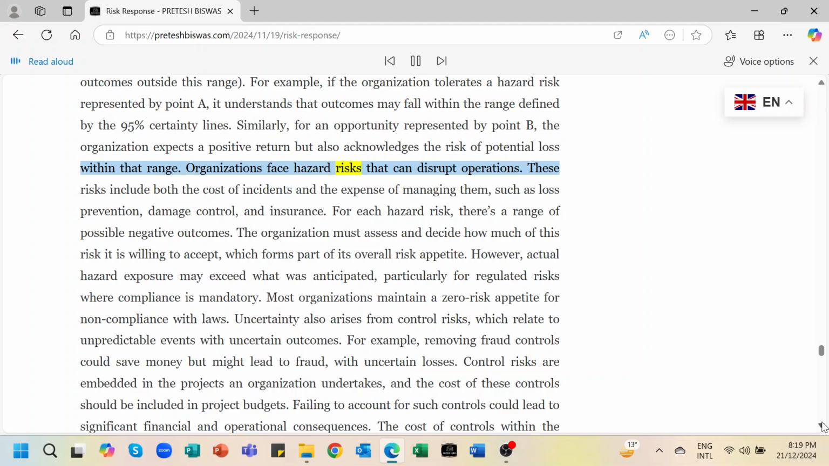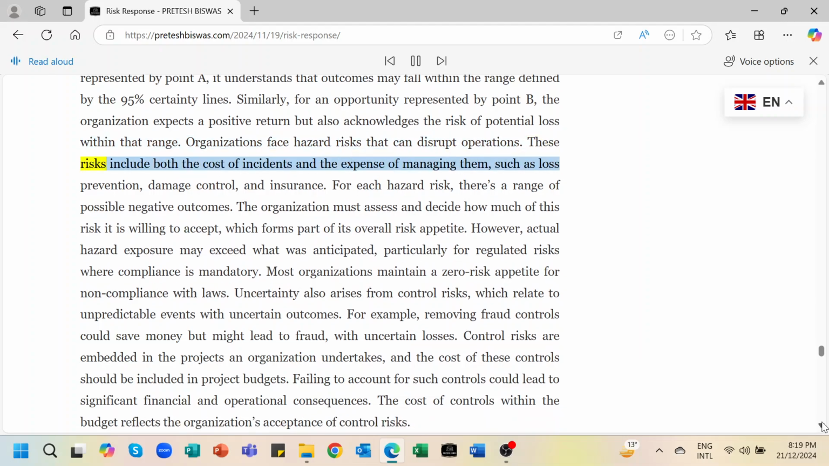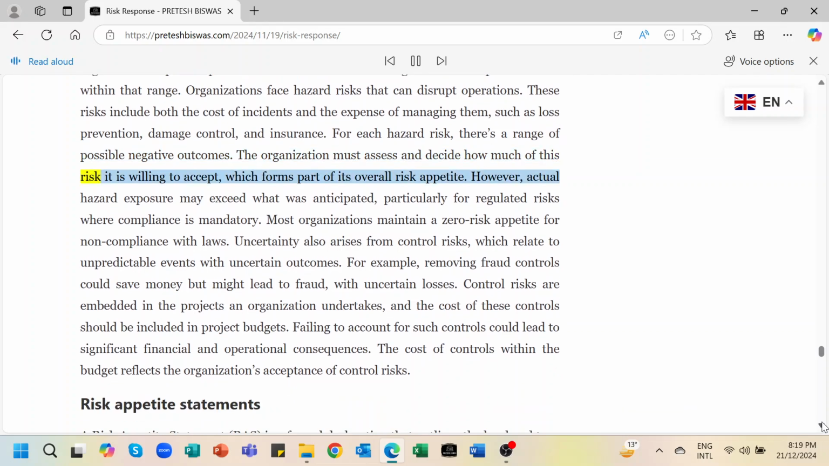Organizations face hazard risks that can disrupt operations. These risks include both the cost of incidents and the expense of managing them, such as loss prevention, damage control, and insurance. For each hazard risk, there's a range of possible negative outcomes. The organization must assess and decide how much of this risk it is willing to accept, which forms part of its overall risk appetite. However, actual hazard exposure may exceed what was anticipated, particularly for regulated risks where compliance is mandatory. Most organizations maintain a zero-risk appetite for noncompliance with laws.